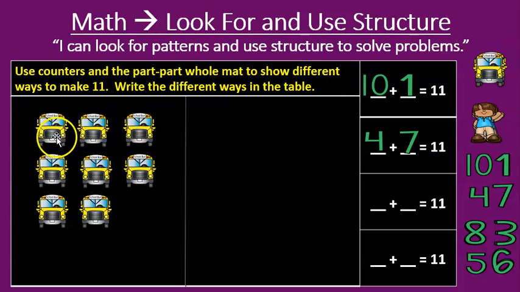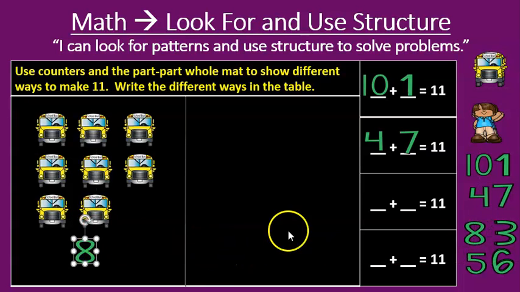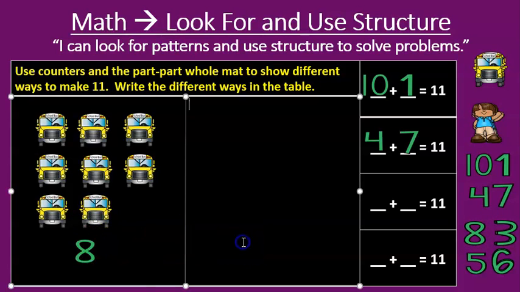Okay, so since we know we have 8 buses there, I'm going to put 8 here underneath. Okay, so we put 8 here, okay? Because we have 8 buses here. Now we're going to use this boy here again. We have to put some of him on this side to get to 11. Same thing, okay? We're going to start at 8. So let's start from 8 and we're going to get to 11.